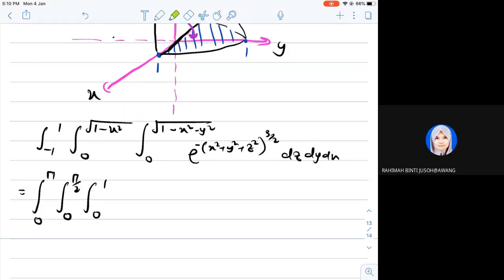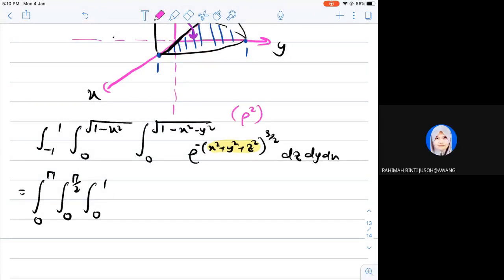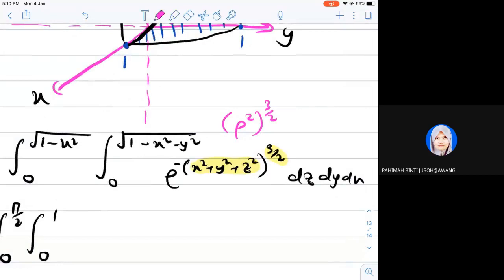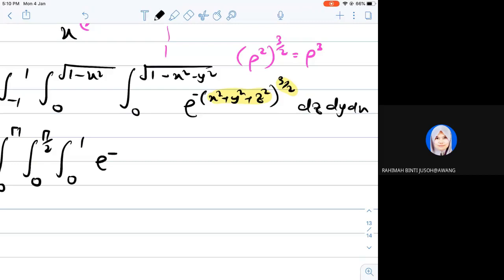Okay, now tugas kita seterusnya is we need to change this into spherical coordinate. So x squared plus y squared plus z squared is equivalent to what? Rho squared. Yes, rho squared to the power of 3 over 2 lagi tu. So equals to rho squared to the power of 3 over 2. Jadi rho cube lah. Sebab 2 tu boleh cancel, kan? So we will have exponent to the power of negative rho cube. Macam tu. Boleh faham tak ni, guys? Apa yang saya buat ni? Boleh. Okay, now dz, dy, dx ni apa dalam spherical?